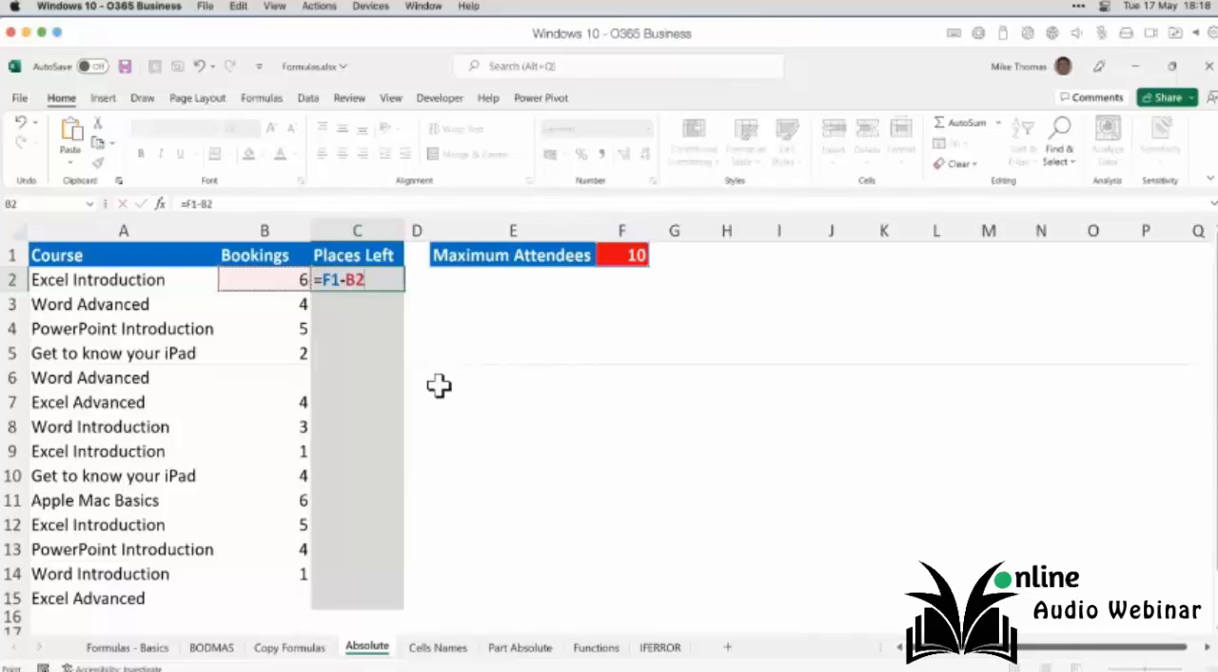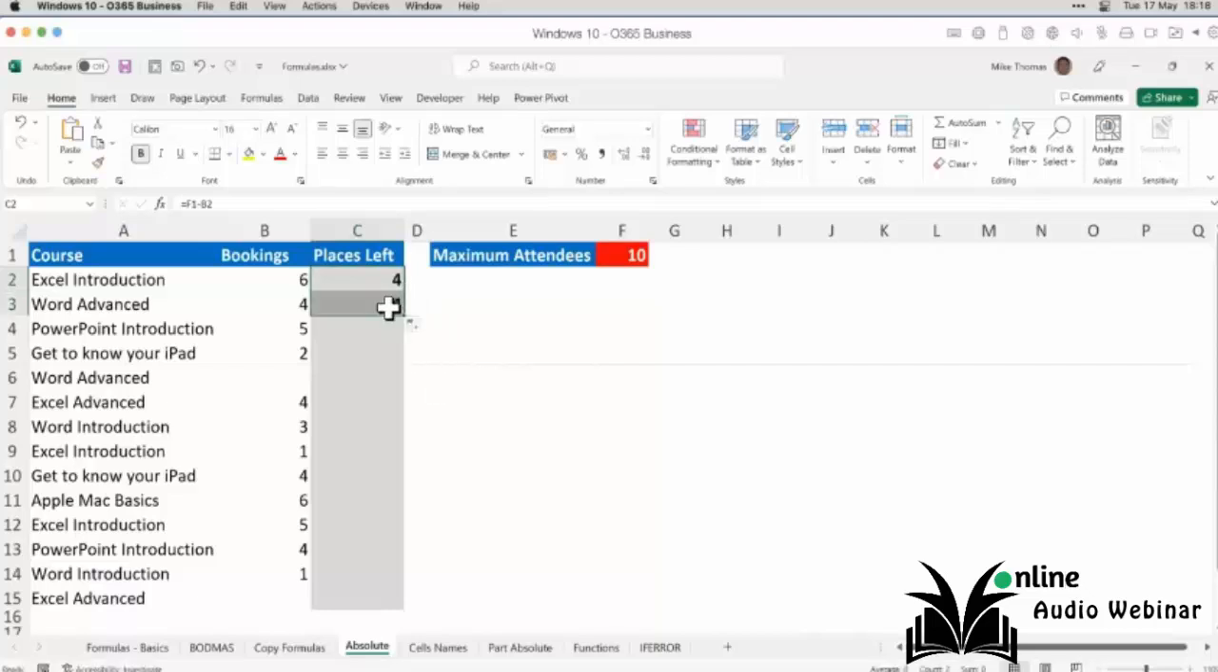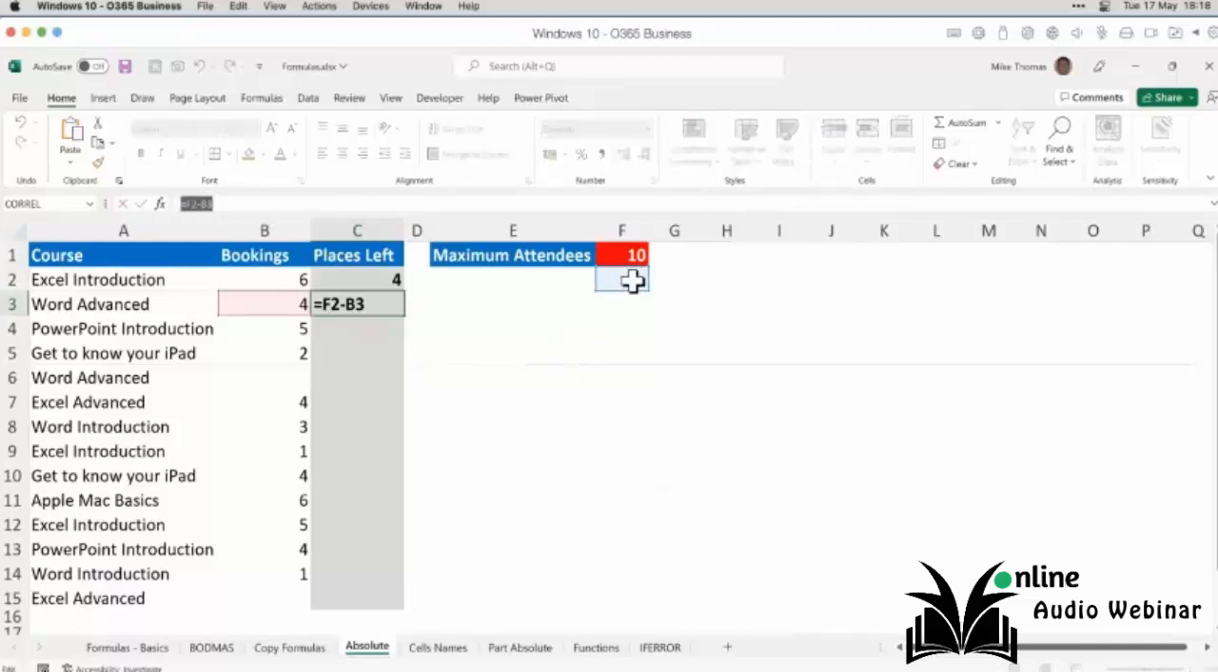Equals F1 minus B2. That's correct. If I press enter, it gives us 4. 10 minus 6 is 4. But if I copy the formula down, I get minus 4. I don't get an error, I don't get a 0, I don't get a this is invalid. I do get a proper number, and if we look at the formula, it's F2 minus B3, and F2 is blank, so 0 minus 4 is minus 4.